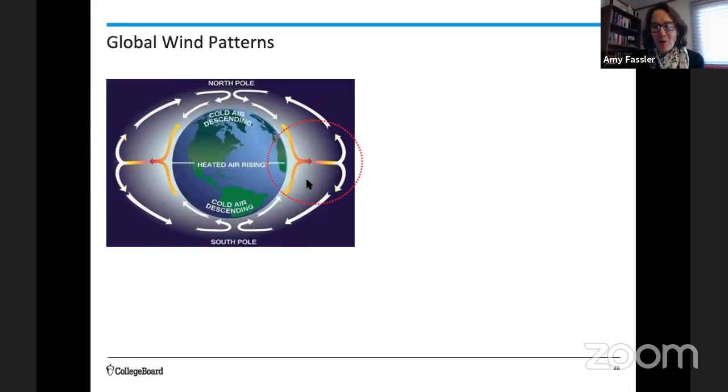Not that they're not important, but because we're reviewing and we know what we're going to be asked to do, I'm really focusing in on the describing and explaining. So sunlight strikes the surface of the earth and it heats the surface of the earth.